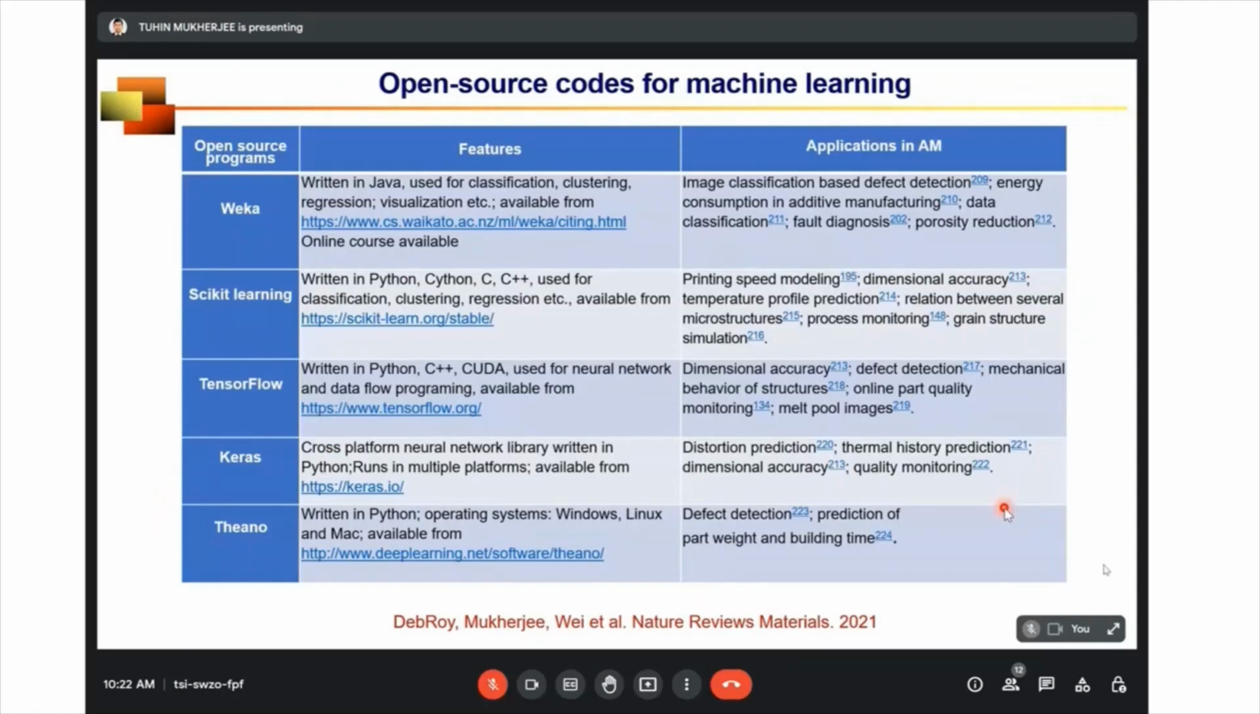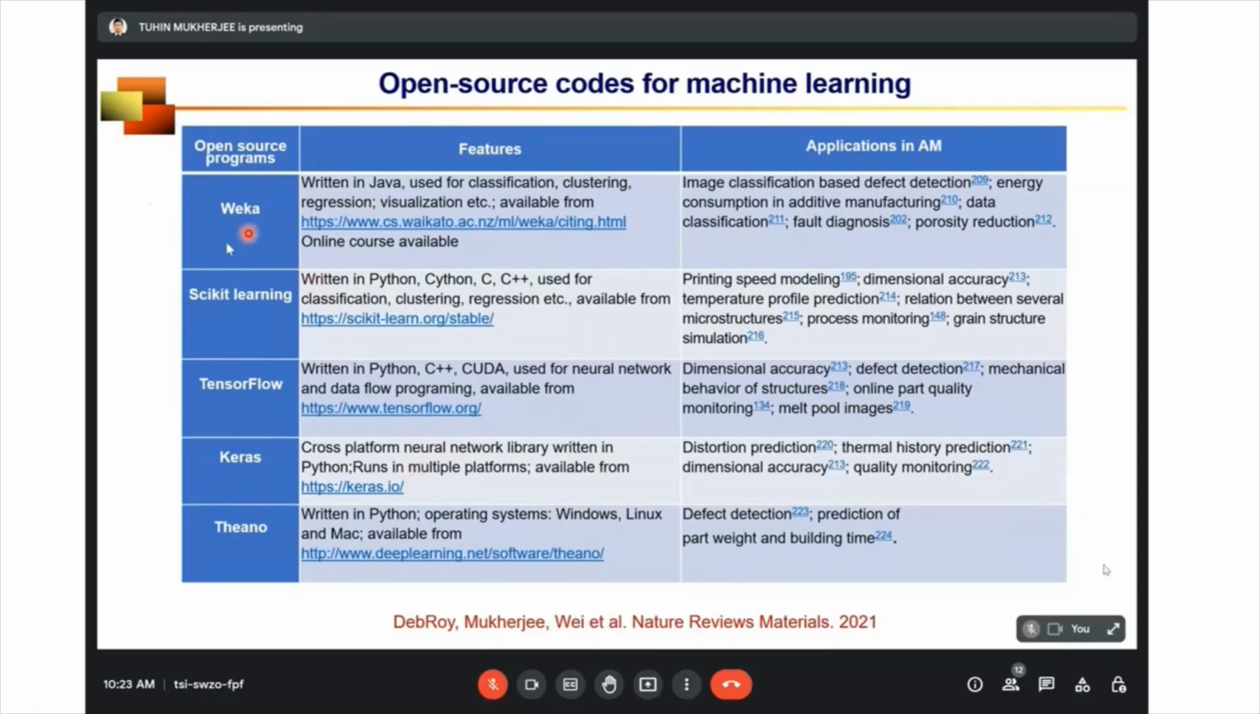Now you can ask me, okay Tuhin, you have talked about using machine learning. How can we use machine learning? Here I have taken this table from our recently published review paper in Nature Reviews Materials, where we have listed several open source programs that you can freely download from these websites, install on your computer, and do any type of data-driven analysis for additive manufacturing and for other different applications.